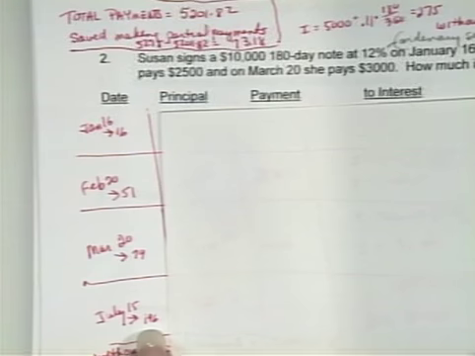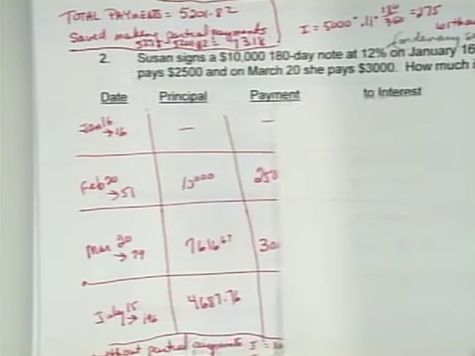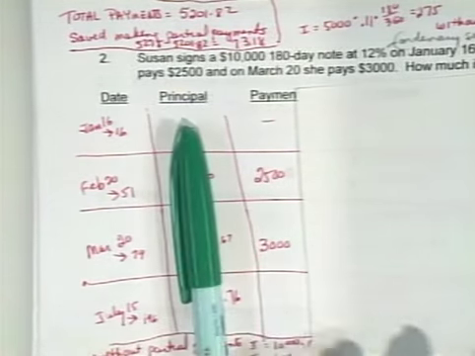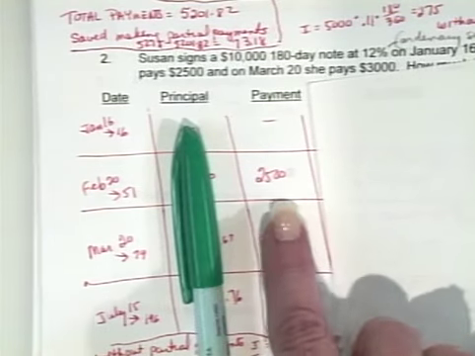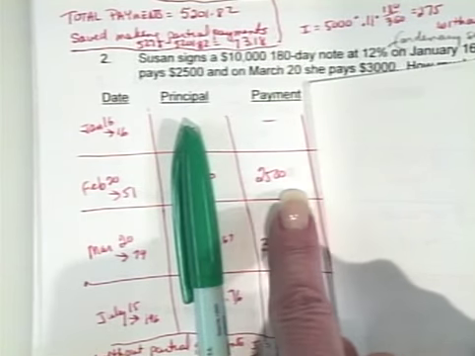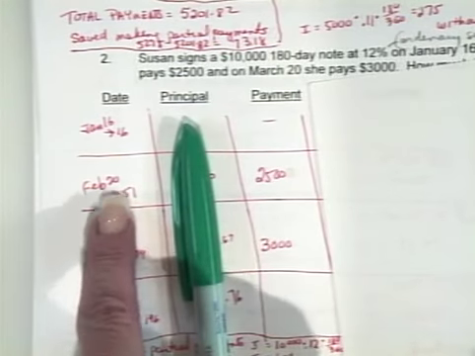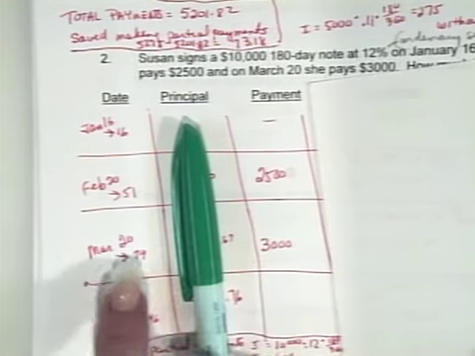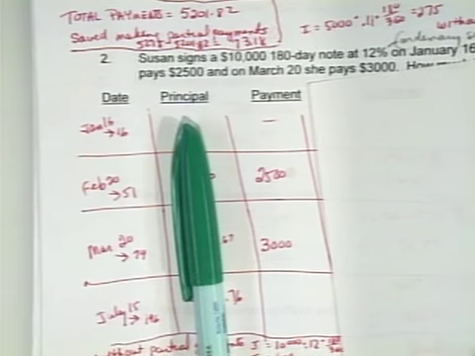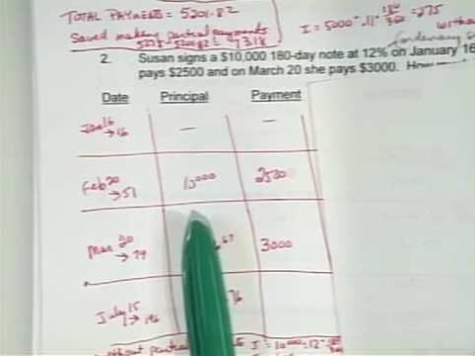Yeah? The other thing I would do in my chart, and I wish I had little strips of paper to hide my good stuff, is I'd get those payments in there. I would put down that she made a payment of $2,500 on February 20th. She made a payment of $3,000 on March 20th. You know that information from the story, right? The other thing that I know is that the principal on February 20th is $10,000. Are you with the stuff we know already?